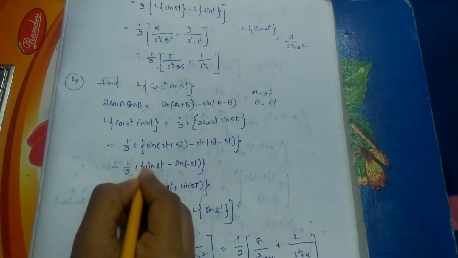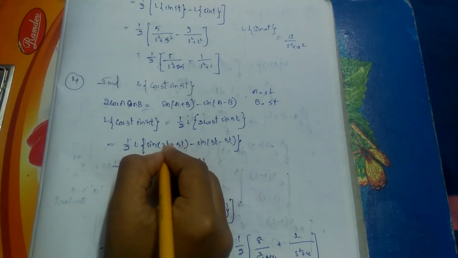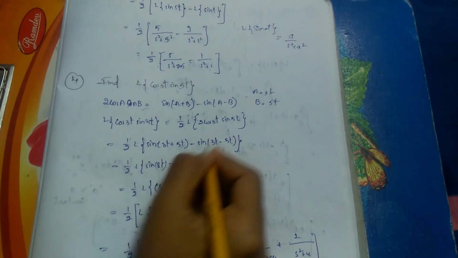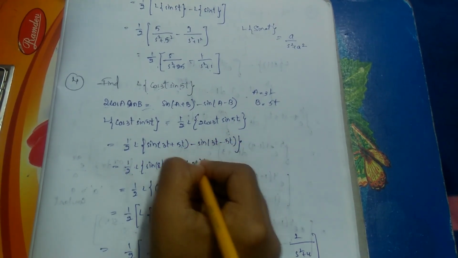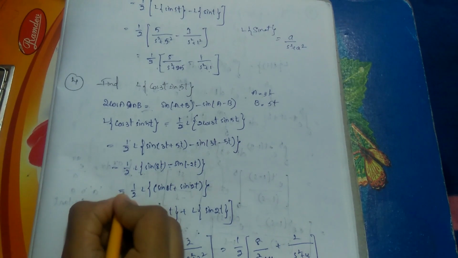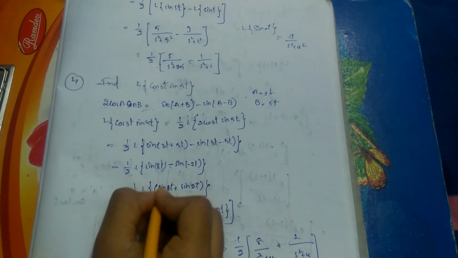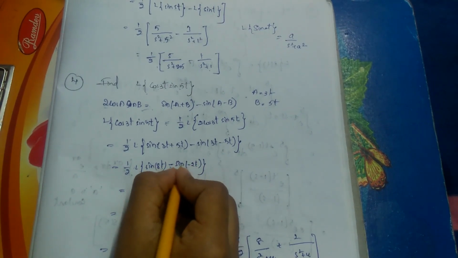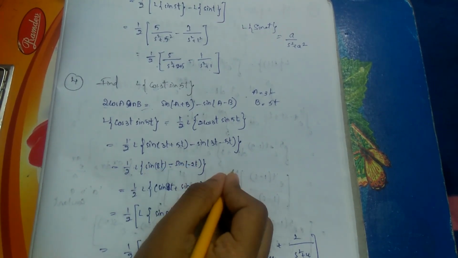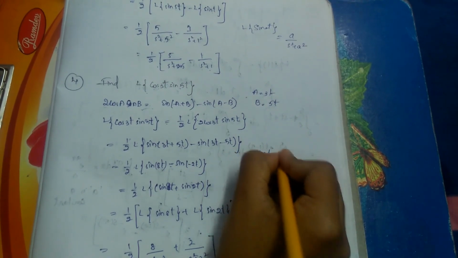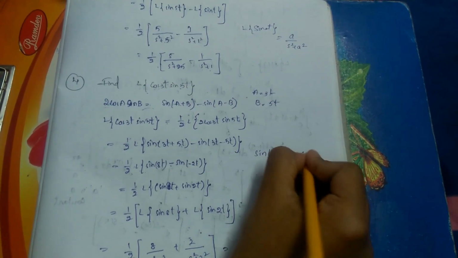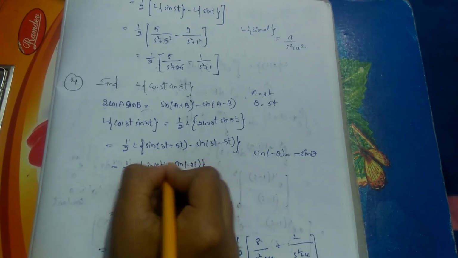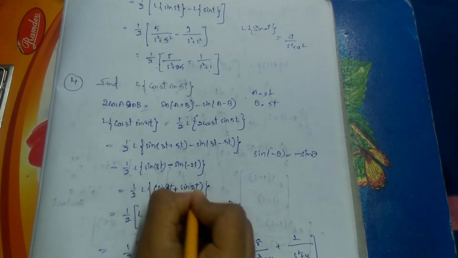So 1 by 2 Laplace transform of sin(5t plus 3t), that is 8t, minus sin of (3t minus 5t), which is minus 2t. Then that equals 1 by 2 Laplace transform of sin 8t, and here sin of minus theta is minus sin theta. So that minus multiplies with this minus, and then we get plus sin 2t.